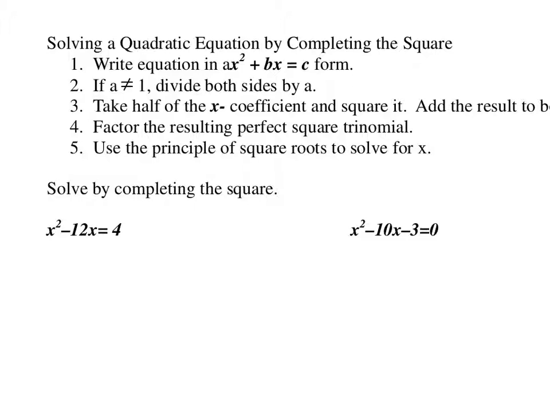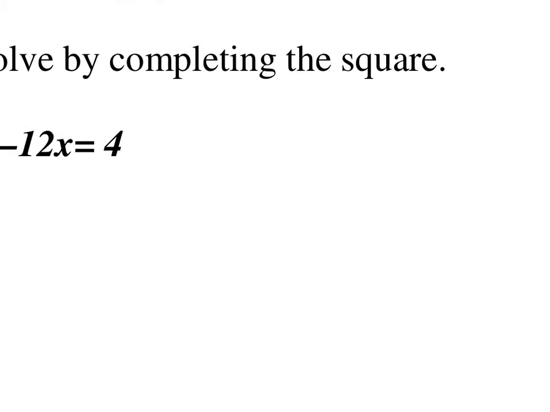Take half of the x coefficient and square it. That gives you the magic number. Add that to both sides of the equation. Factor the resulting perfect square trinomial and use the principle of square roots to solve.